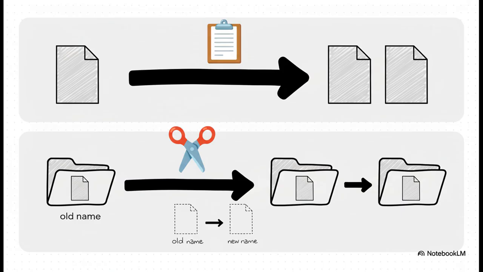Now this is an important one. We've got two commands that seem similar but are very different. CP is for copy. Think of your standard copy and paste. The original file stays right where it is. But MV is for move, which is more like cut and paste.